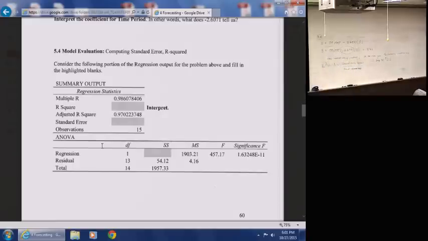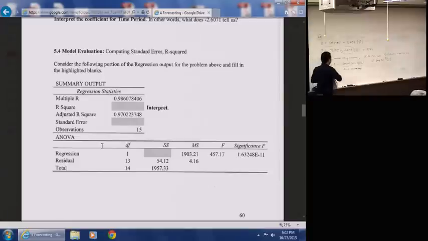So look at SS. SS stands for sum of square. And what do we need? We need sum of square error and sum of square total. So R square equals 1 minus sum of square error. Sum of square error equals 54.12 in this case, because sometimes people call error and residual interchangeably. So sum of square residual or sum of square error in this case is 54.12.